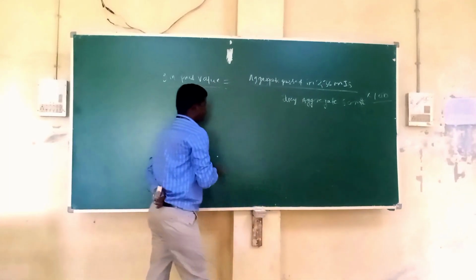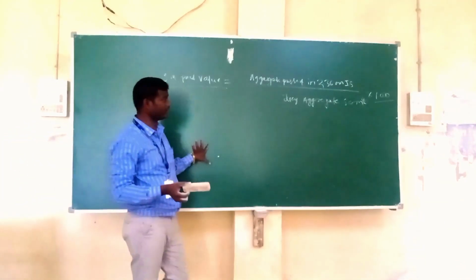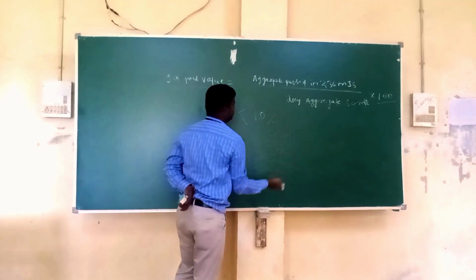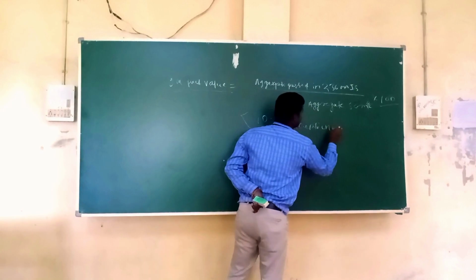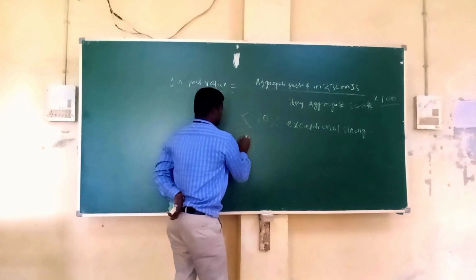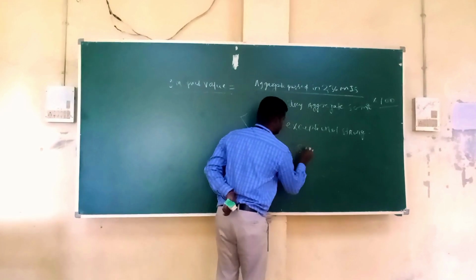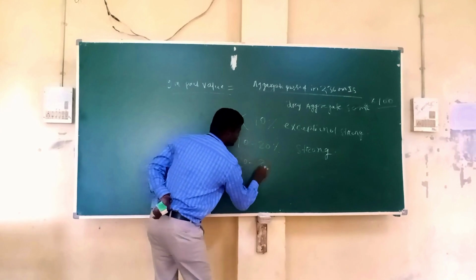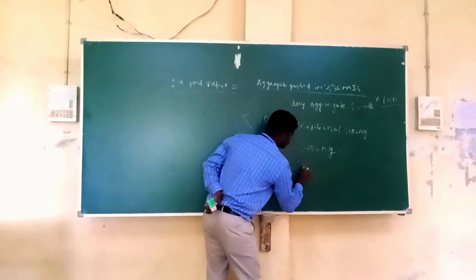Okay. The condition for the road construction of aggregate is if less than or equal to 10 percent, strong. 20 to 30, road surface.